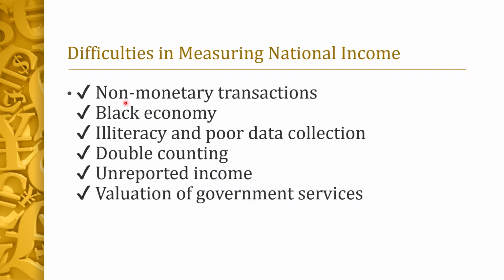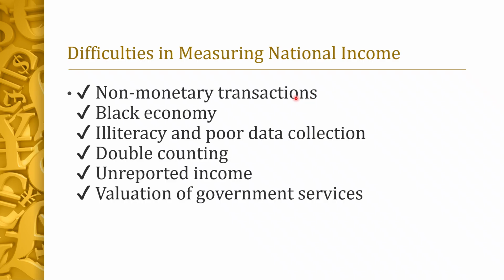The first one is non-monetary transactions. A very large part of India's rural economy still works on non-monetary exchanges. For example, farmers produce food for self-consumption. Village households make cloth, pickles and homemade goods for family use. There are barter transactions in tribal areas, or household gardening and livestock for personal use. Since these transactions do not involve any money, they are difficult to measure and often go unrecorded. And this leads to an underestimate of the national income.